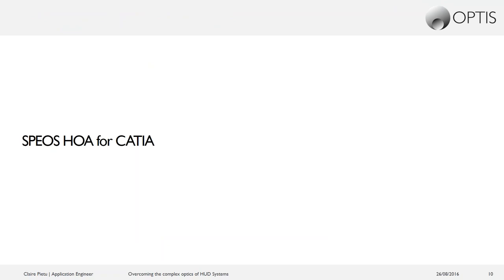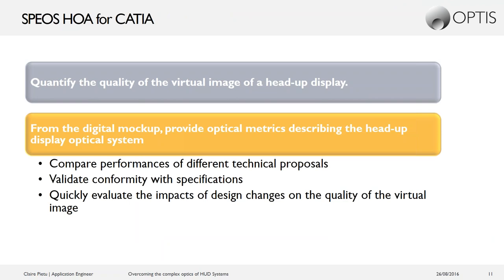So now I'll get more into details about the solution that we have in CATIA. HOA stands for HUD Optical Analysis. Basically, it lets you quantify the quality of the virtual image of a head-up display. It uses parameters from the digital mockup to provide metrics to analyze, like optical aberrations.